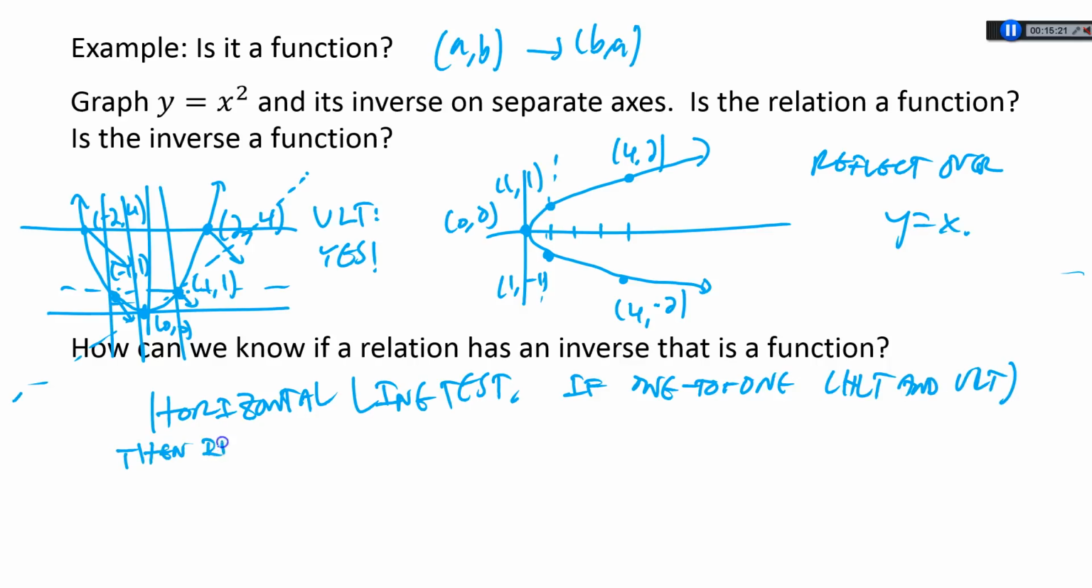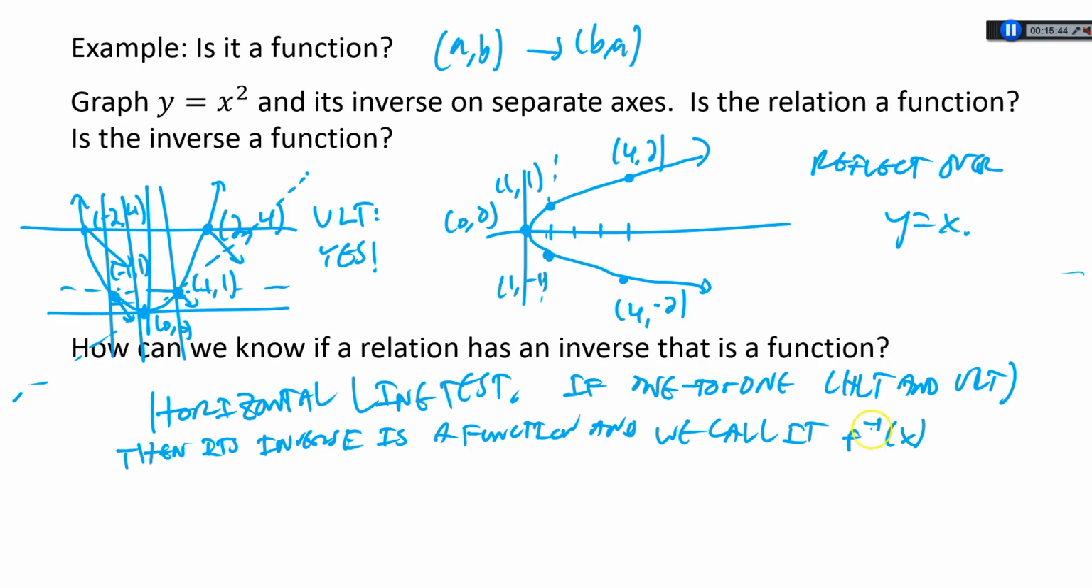then its inverse is a function, and we call it, getting excited about the F already, we call it F inverse of x. F inverse of x. So it's F, looks like to the negative first power. That's just notation that we use for inverse functions. So we read it F inverse of x. We don't say F to the negative first power x, we just say F inverse of x. That means it undoes whatever the function itself does.